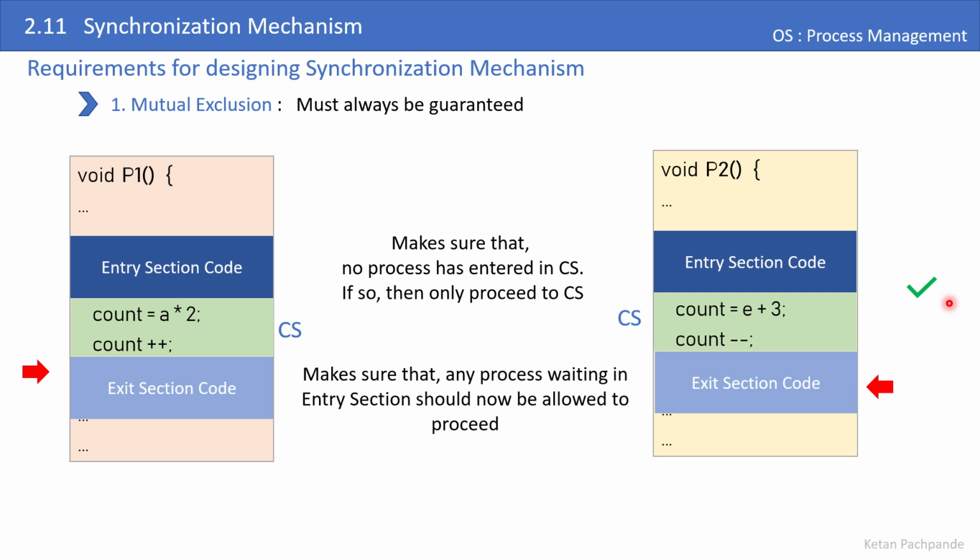So that's how the general design of any synchronization mechanism works. Just to summarize, first identify the critical section statements. Before the critical section statements, put the entry section code, and after the critical section statements, put the exit section code. And that's how we can achieve mutual exclusion with the help of this synchronization mechanism.